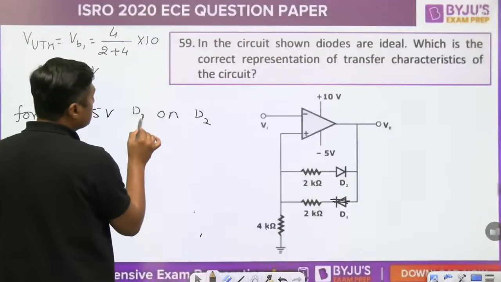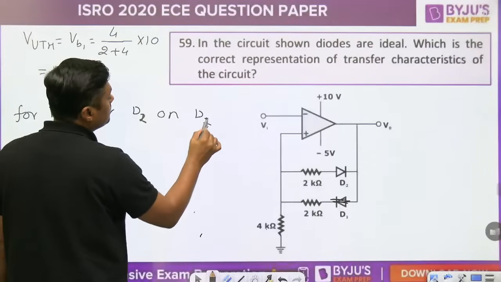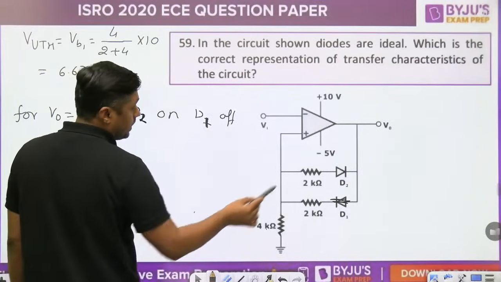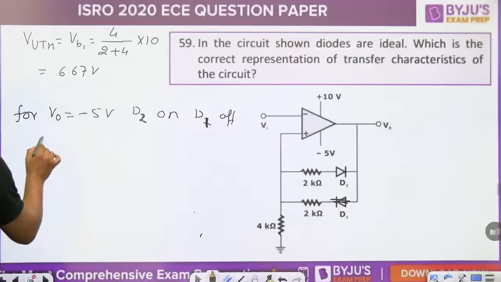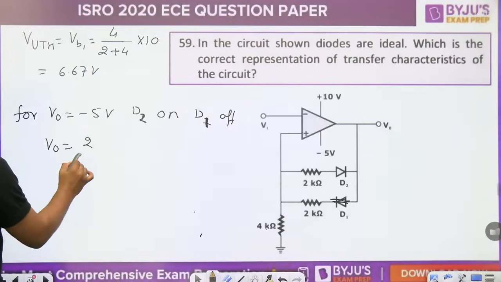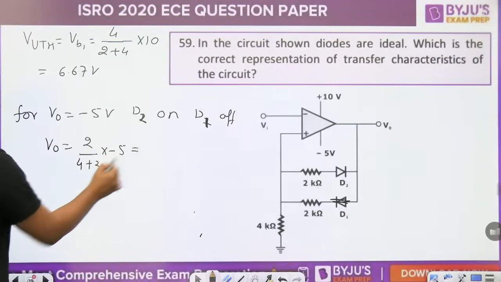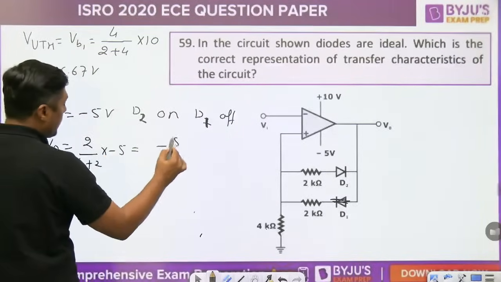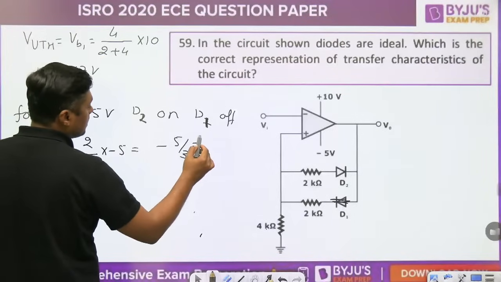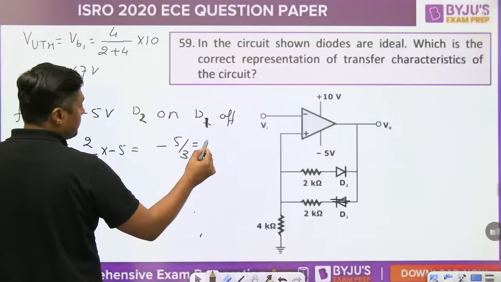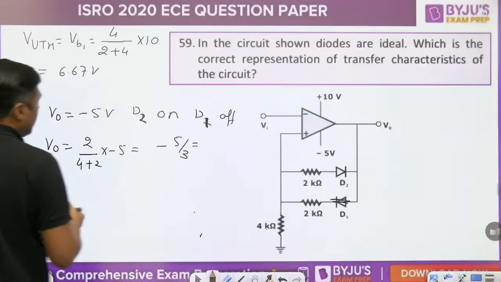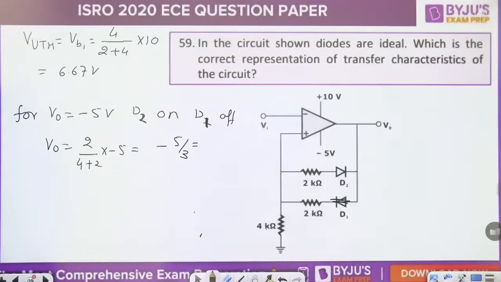So D2 on, D1 off. Now this time 2, 4, it will become 2 by 4 plus 2, that is 6, into minus 5. And that has become minus 5 by 3, that is nothing but 1.67. You can calculate it, minus 10 by 6, 5 by 3, 1.67. Then that is the lower threshold, this is the upper threshold.